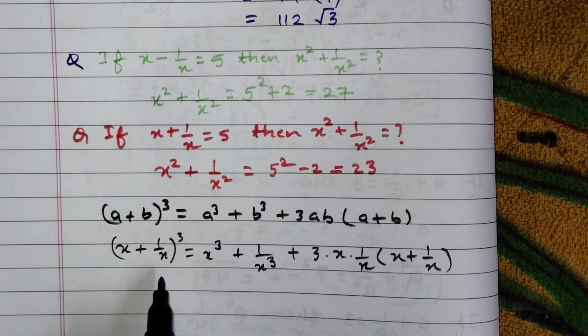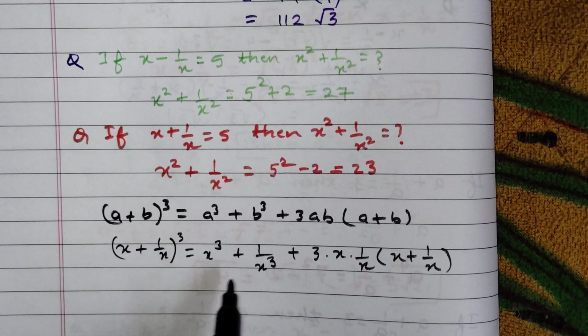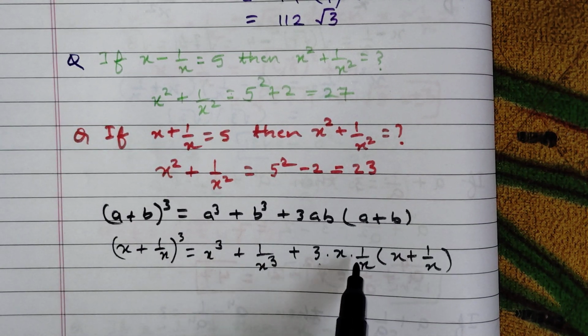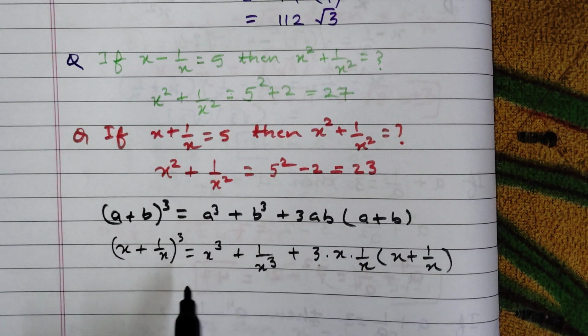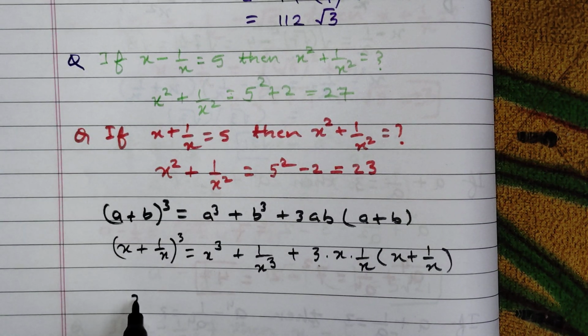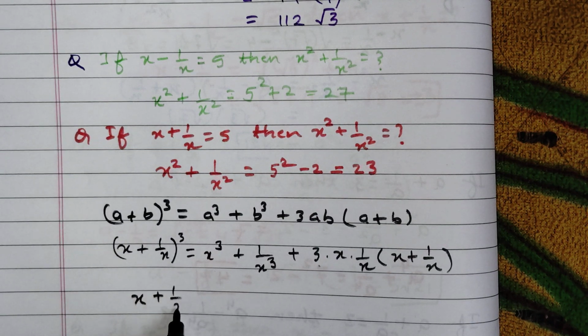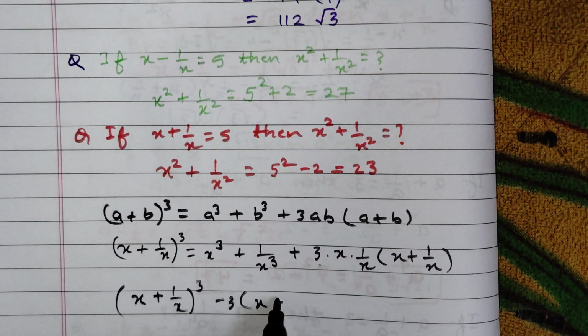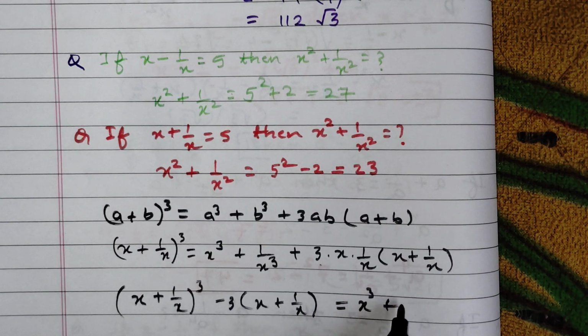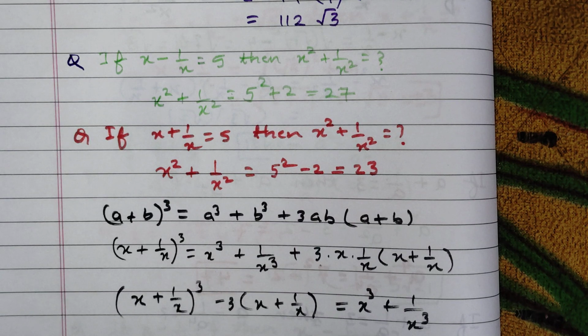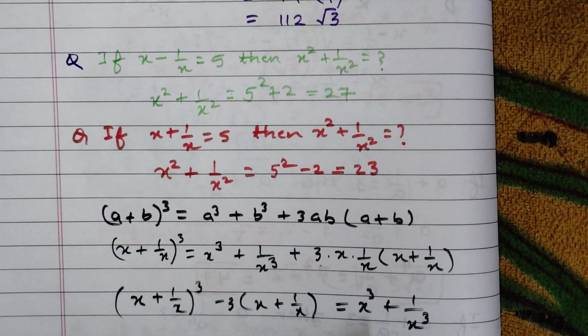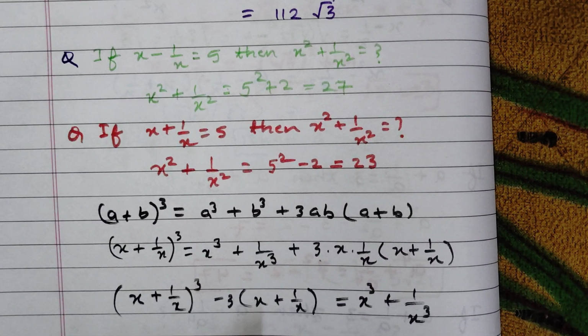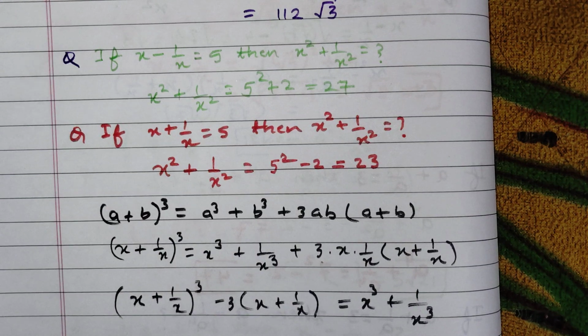Now transposing this 3 times x plus 1 upon x to the other side, we get x plus 1 upon x whole cube minus 3 times x plus 1 upon x equal to x cube plus 1 upon x cube. This is the identity we are generating, and this type of question is sometimes asked in exams.